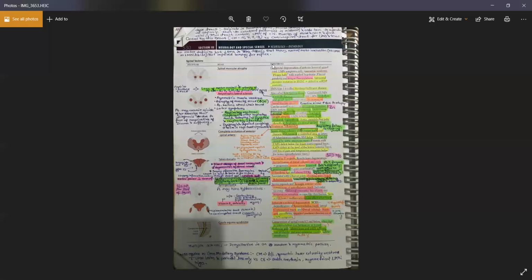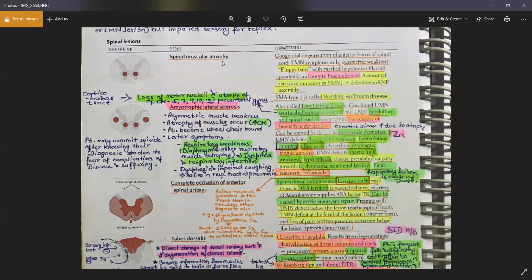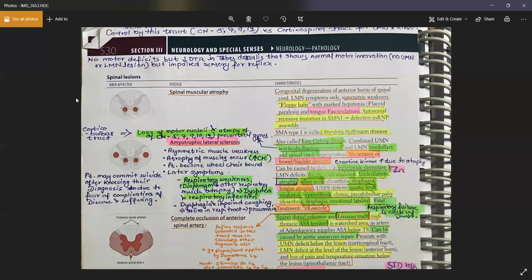Okay, so today we will discuss the spinal lesions. First we have spinal muscular atrophy. That happens because of the degeneration of the anterior horns of the spinal cord. We have discussed that previously in the biochemistry lectures when we were talking about the spliceosome complex. And I told you if you get a mutation in the SMN1 protein, that means defective snRNPs, you will get a degeneration of the anterior spinal cord.